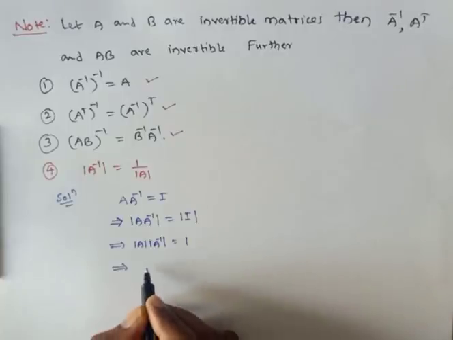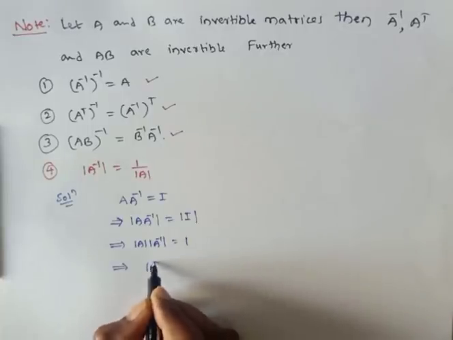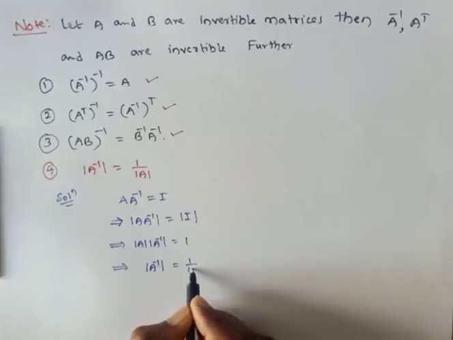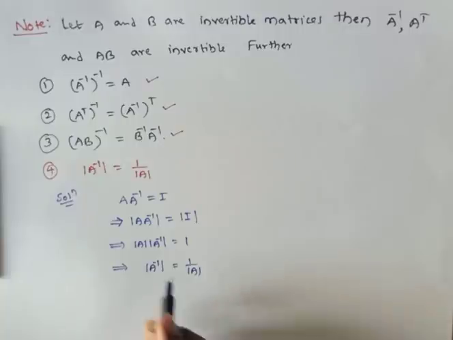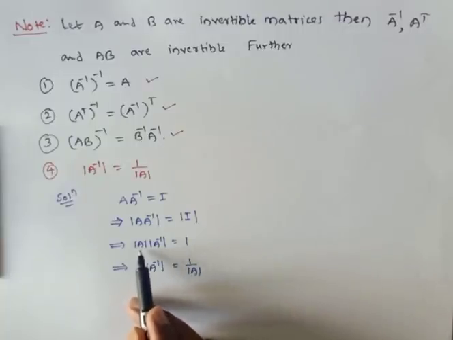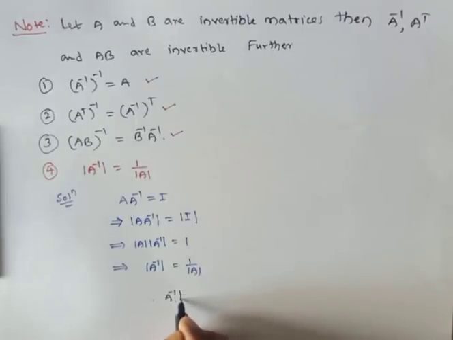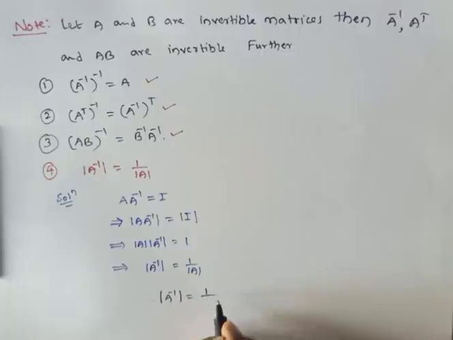So here I am dividing both sides by the determinant of A. By dividing both sides by det A, on the left hand side det A gets cancelled, and the right hand side will be 1 by determinant of A. So therefore the determinant of A inverse can be written as 1 by det A.